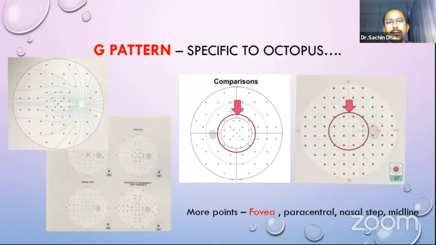Now, G pattern is one pattern that we need to talk about, because it is specific to Octopus. The 24-2C of the Humphrey has adjusted to this previous advantage of the Octopus, where you have additional testing points in the central grid, or the central 10 to 12 degrees. And apart from that, the difference being that the blind spot has fewer points, because usually we do not find significant information just near the blind spot except the bearing. Apart from that, the distance and the area of the pattern is pretty different as compared to that in the 30-2. So the points are around 59 in the G pattern, and they are oriented around the retinal nerve fiber layer alignment.